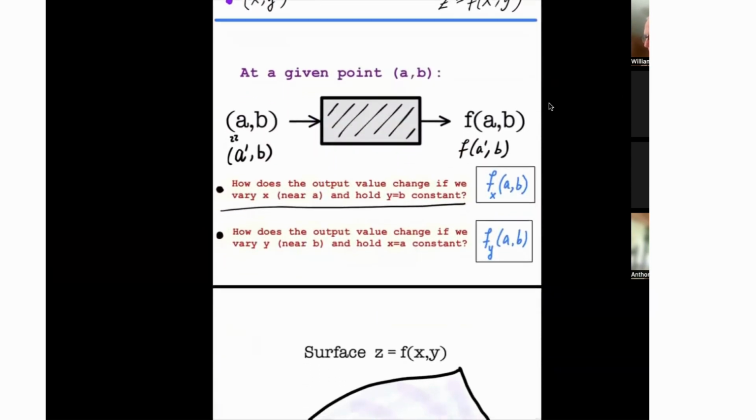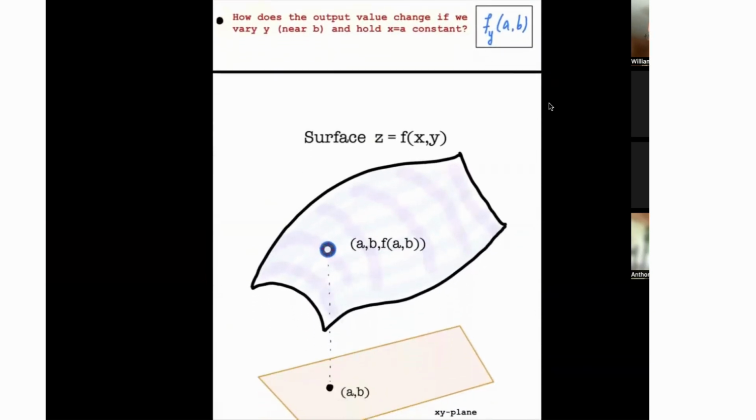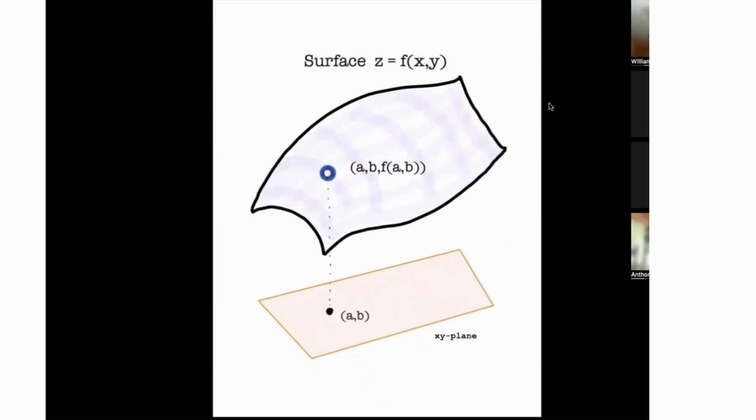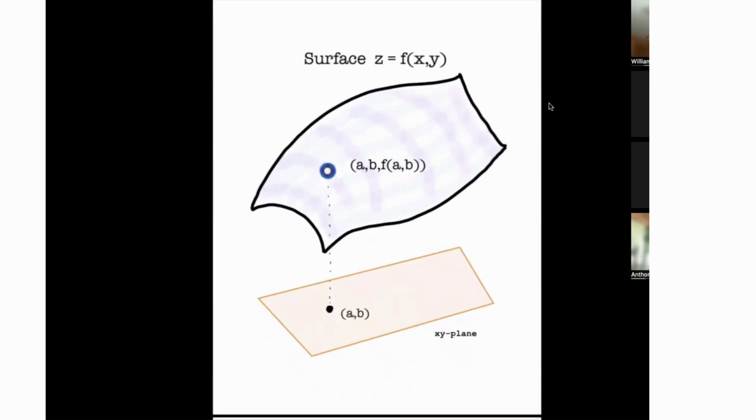Okay, so here's another way to look at this geometrically. We'll start with our surface. We have this function of two variables, and here's a picture of the surface. Now, if I want to calculate the partial derivative with respect to x, the first coordinate, what I want to do is hold the other coordinate fixed.